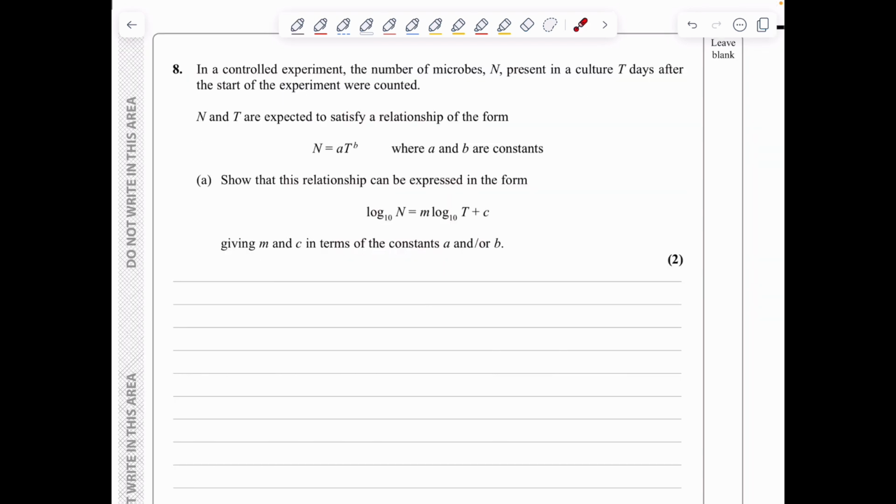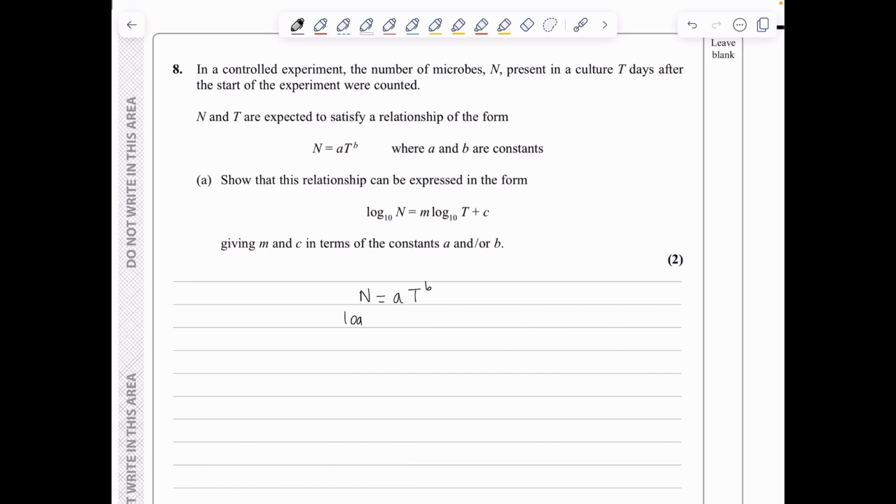In question 8, we've got an experiment where the number of microbes N in the culture T days after the start of the experiment was counted, and we've got that the relationship is of the form N is A T to the B, and we need to show in part A that this relationship can be expressed in the given form. So starting with what we are given, N is A T to the B, it makes sense to start by taking the log base 10 of both sides.